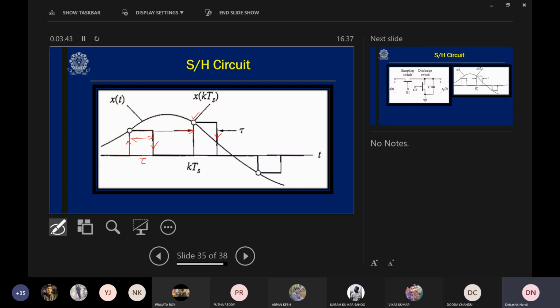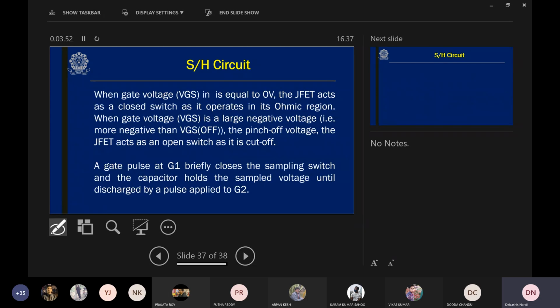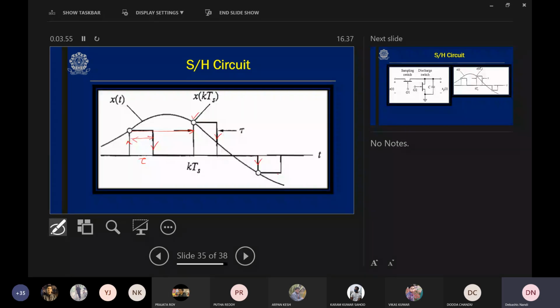Then from there to here, it is sampled at this point. Then it will hold the same value for a certain time period tau. This is also tau. Then again it will discharge. Then it will wait for the next starting time interval. So in this way it can continue, or it can continue in another way also.